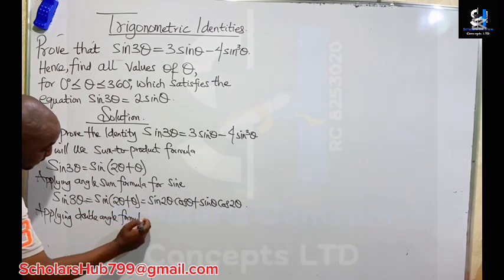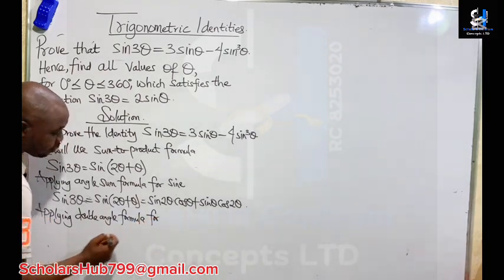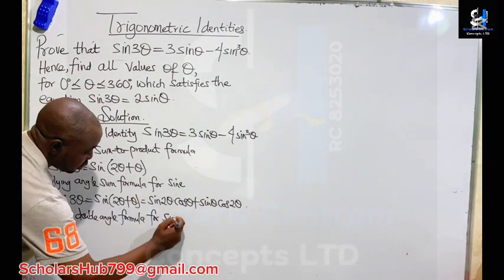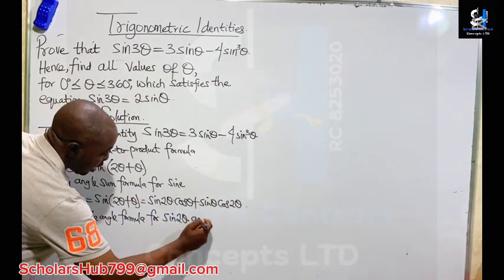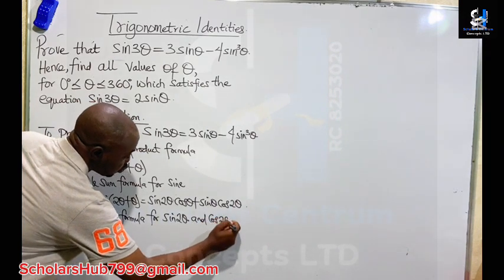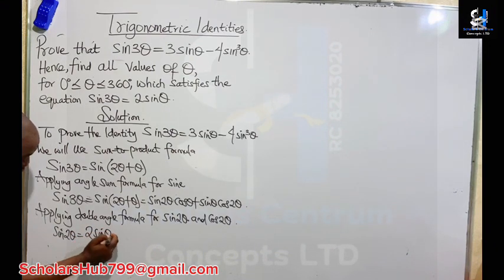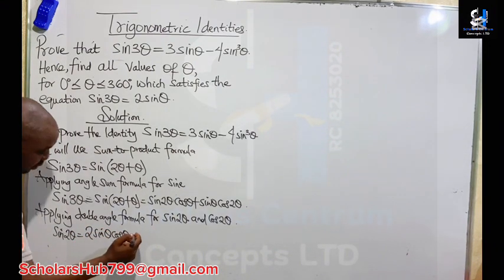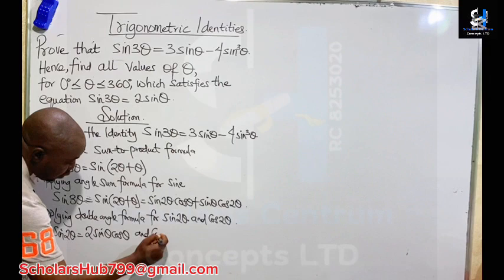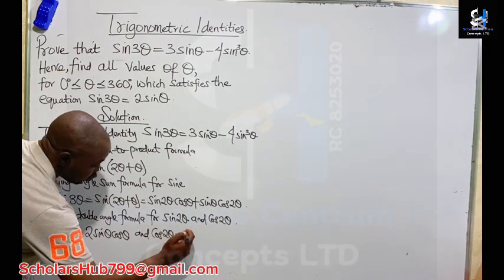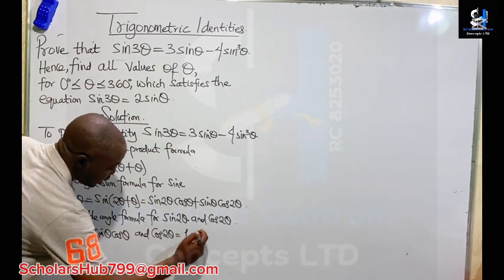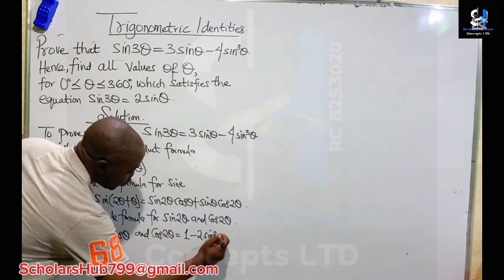So now, also applying the double angle formula for sine 2 theta and cos 2 theta. We know that for sine 2 theta, the double angle formula is 2 sine theta cos theta. And for cos 2 theta, the double angle formula will be 1 minus 2 sine square theta.